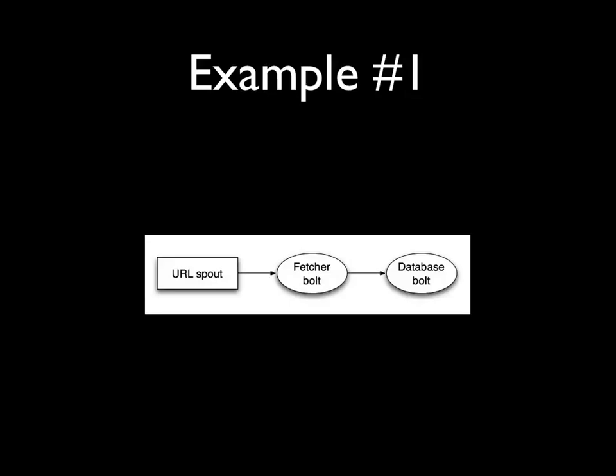And the topology for a crawler would be really simple. You would have a spout, which just emits URLs to crawl, and you'd implement your scheduling logic in that spout. And then you'd have a bolt, which goes ahead and fetches that content from the web. And then you might have another bolt, which writes that into a database. And if you want to parallelize the fetching, you just tweak the parallelism of your bolts. So this is a really straightforward example.